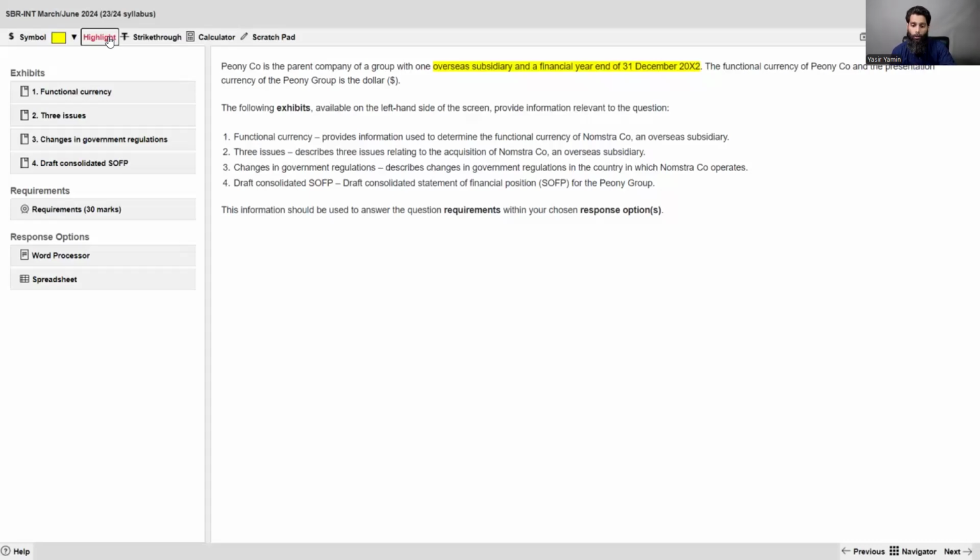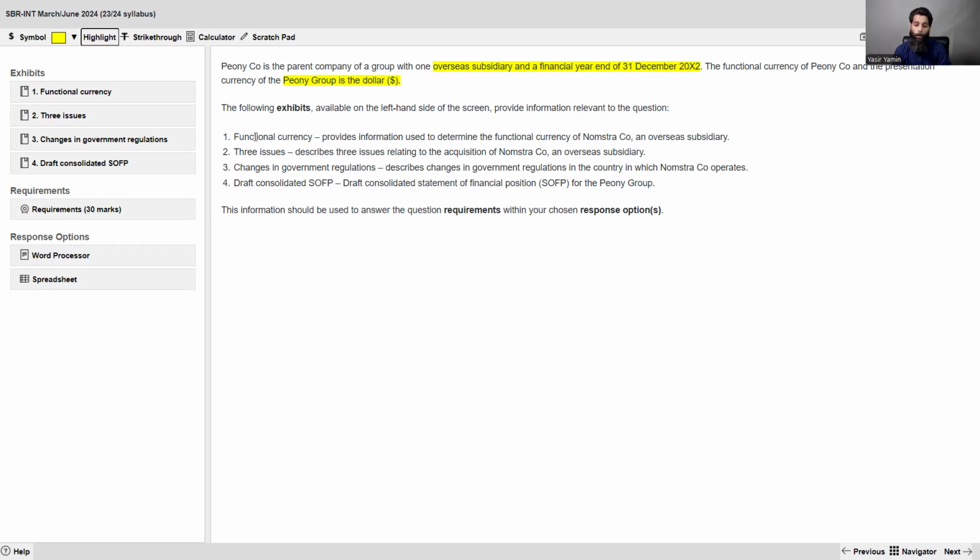All right. So now we know this is a foreign subsidiary question, and the financial year end of this question is 31st December 20x2. It says that the functional currency of Peony company and the presentation currency of Peony company group is the dollar. So first of all, we've made it clear that Peony company is the parent company of an overseas subsidiary, and the functional currency of Peony company is the dollar. Make sense? Now, the examiner says that the following exhibits available on the left-hand side of the screen provide information which is relevant to the question.